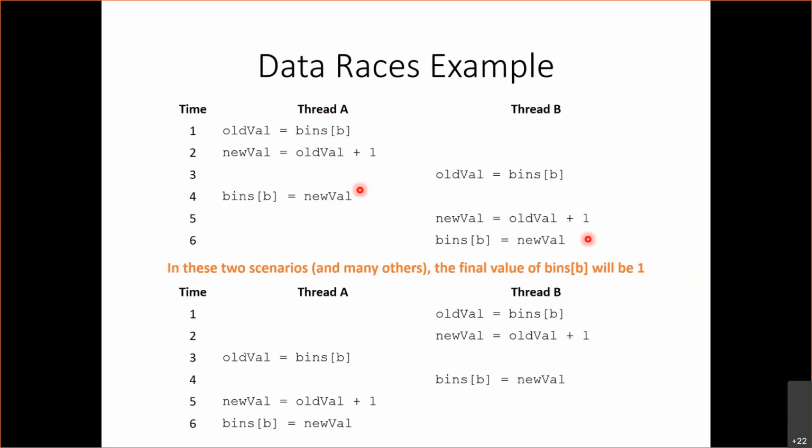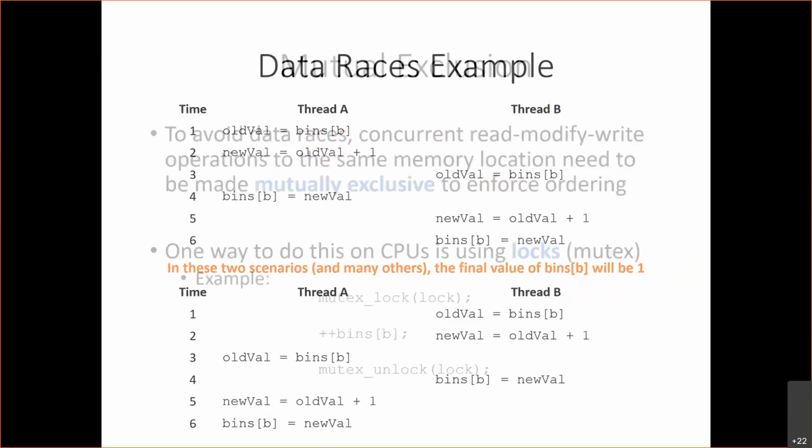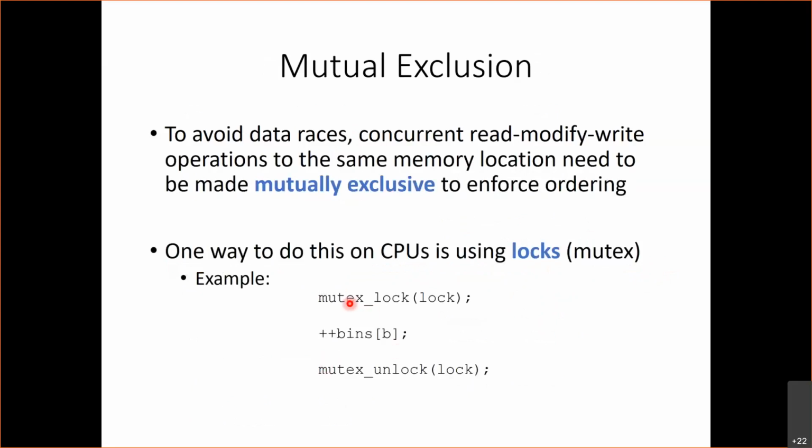To solve this problem, what we typically do on a CPU is we use mutual exclusion, where we guard our increment using a lock. So we do mutex lock to acquire a lock, do the increment, and then release the lock.